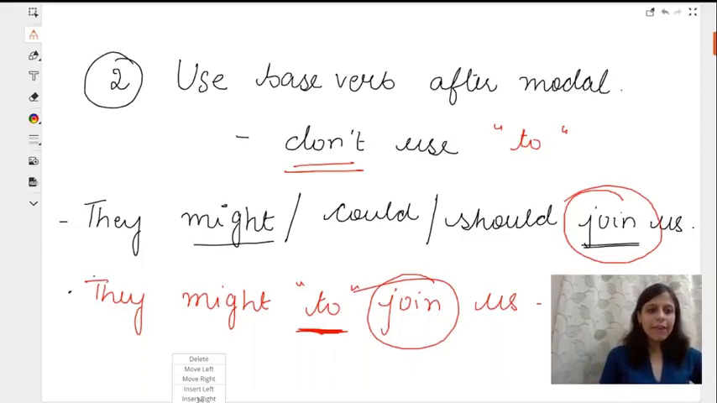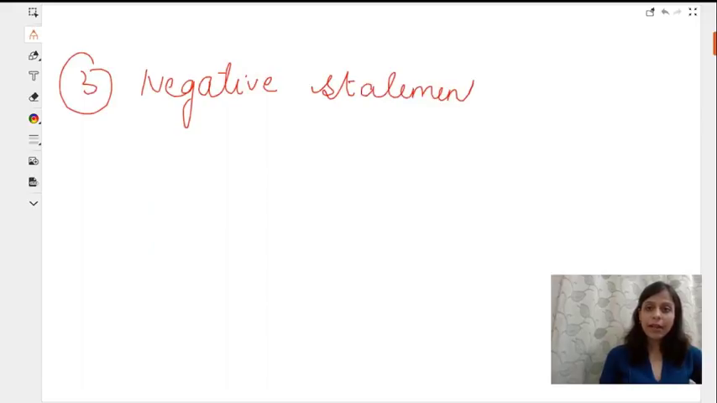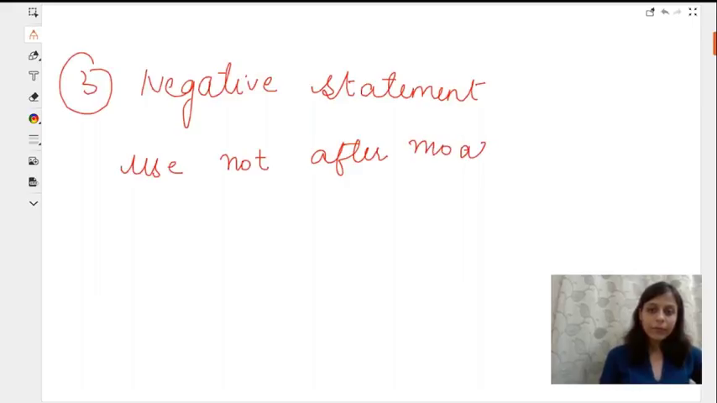So let's say if you have to make a negative statement, you don't like anything, you want to comment on some negative aspects, right? So let's say I have to make a negative statement. Let's put it this way, right? You have to use "not" after the modal.